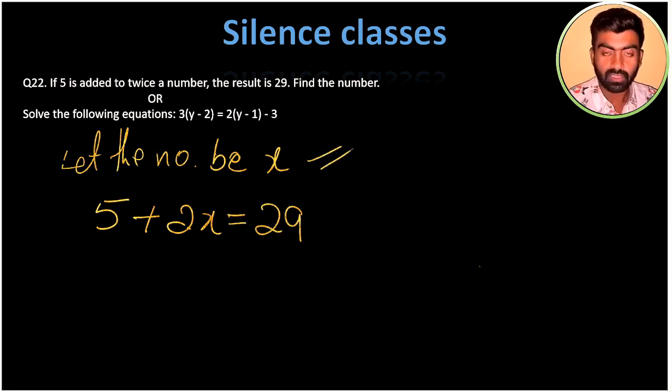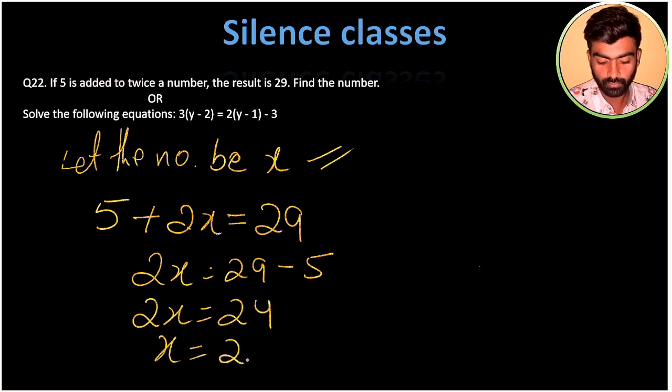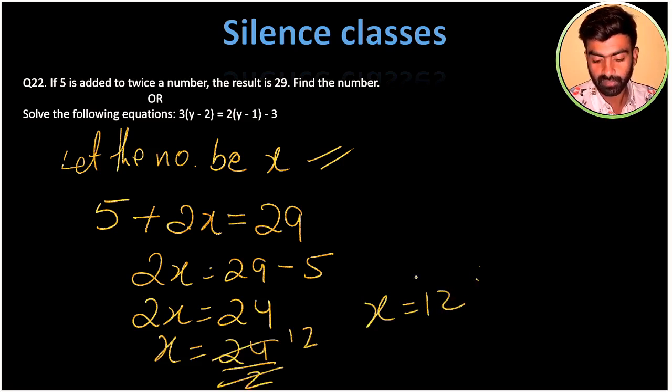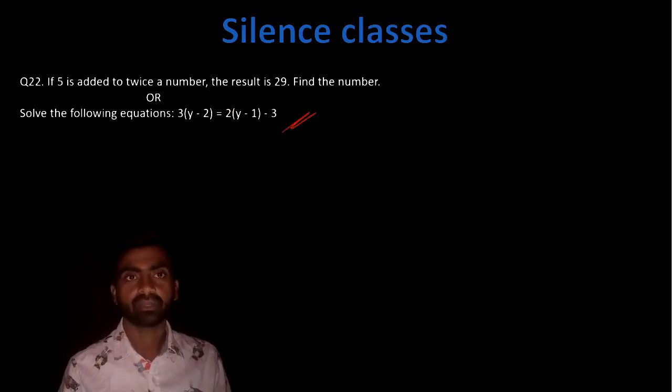We can solve this equation just by moving 5 to the right hand side. 2x is equal to 29 minus 5. So 2x is equal to 24. x is equal to 24 upon 2. So x is equal to 12, means that number is 12. I hope you guys understood. The question is very easy. Now let's solve the second part of this particular question.